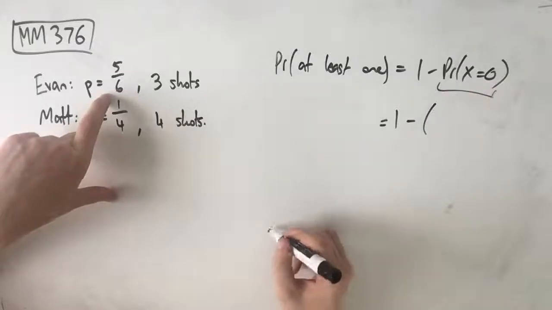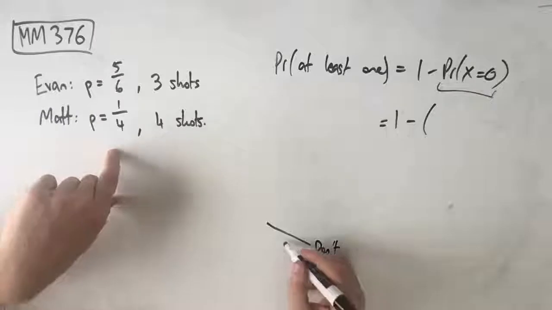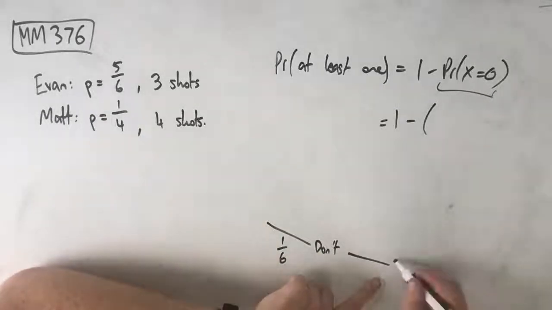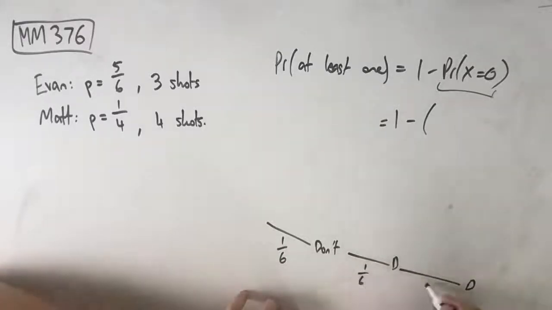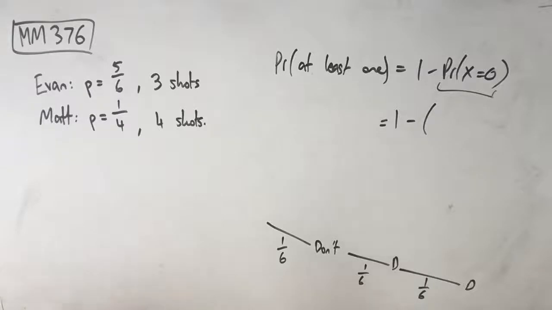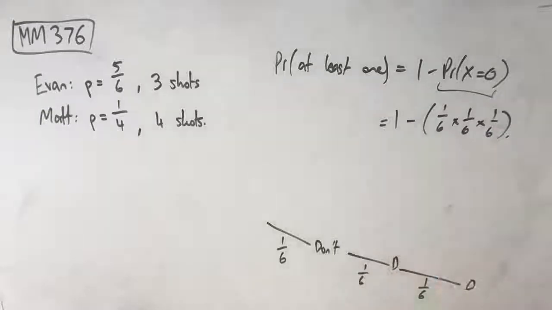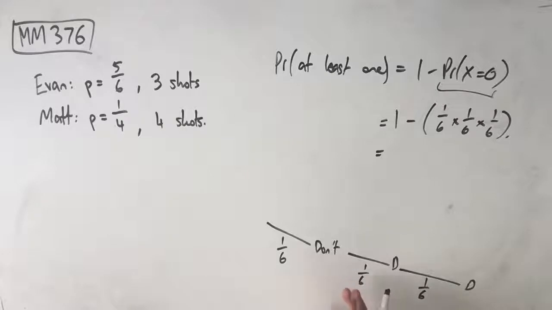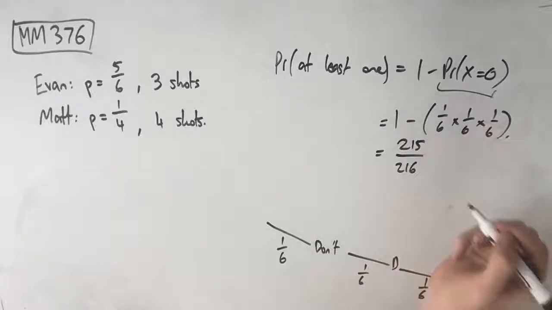Actually, you know what, let's just quickly draw a small tree diagram. If I don't score, the probability that I don't score is 1 in 6. The probability that I don't score 3 times in a row is 1 in 6, 1 in 6, 1 in 6, which is these all multiplied together, 1 in 6 times 1 in 6 times 1 in 6. And this will give me my answer that I score at least 1 goal. So what this gives me is 215 over 216.